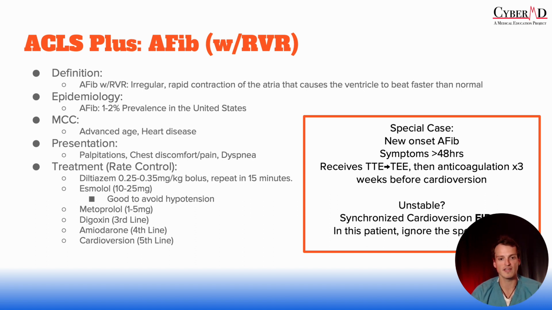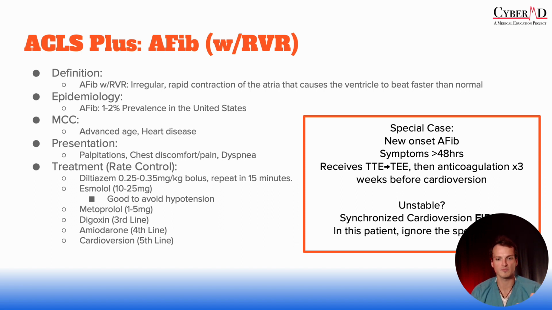I've just included it here for completion's sake. And then you can move on to esmolol after that. You can even move on to metoprolol. Digoxin can actually help with rate control. I believe this is due to vagus nerve activation, but you would have to double check me on that.